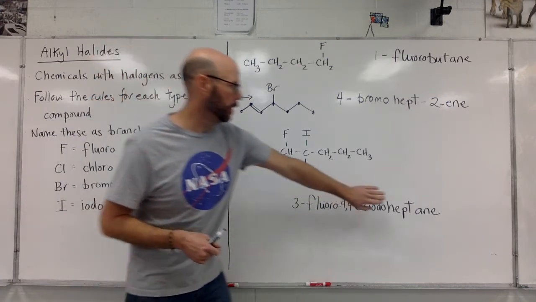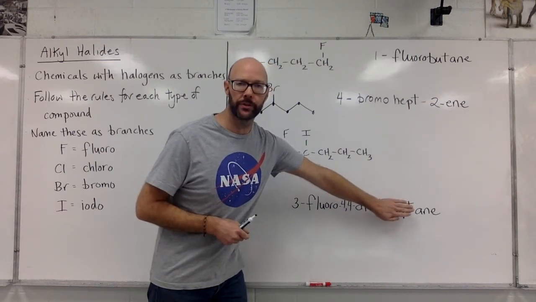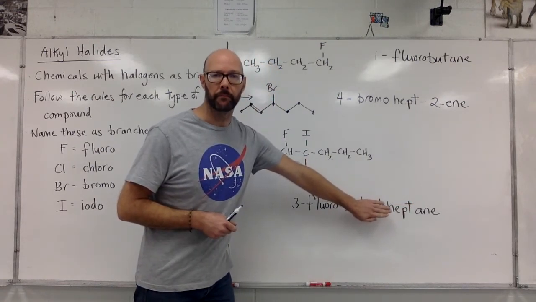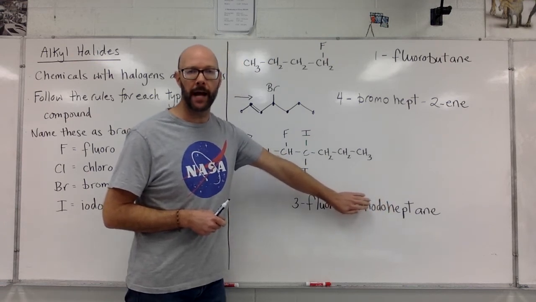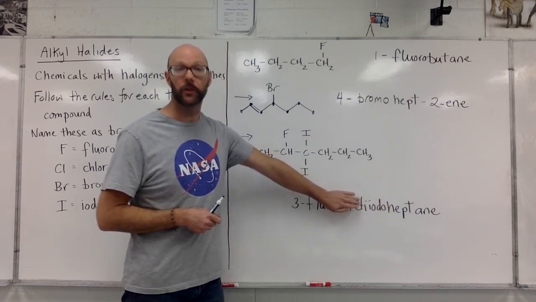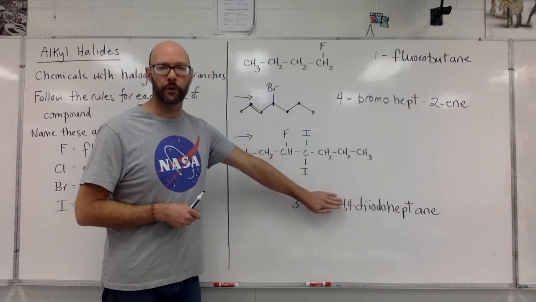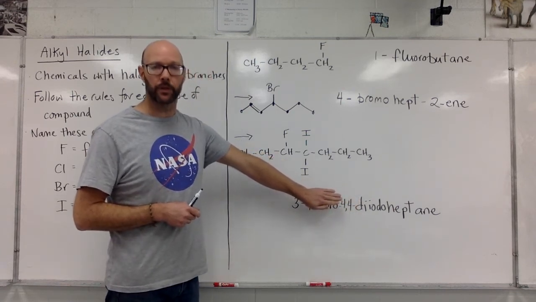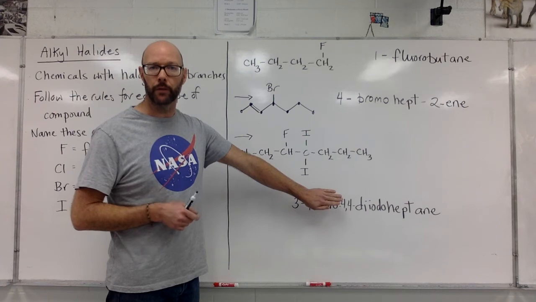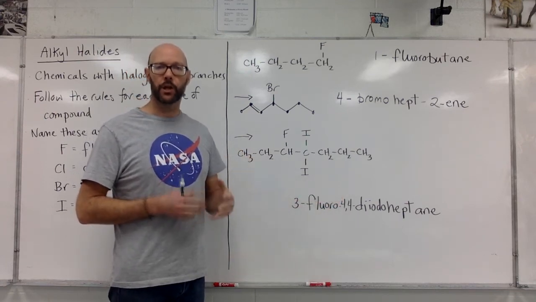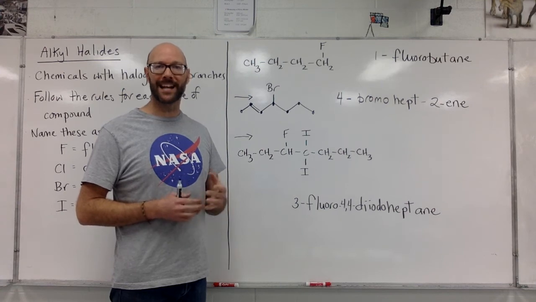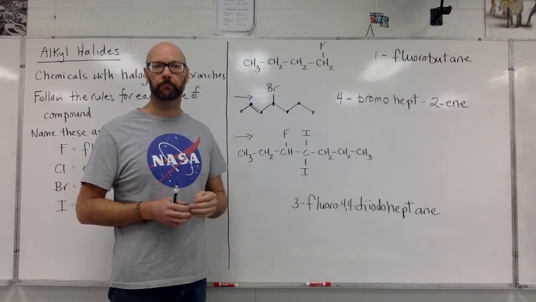We have single bonded carbons, 7 of them. Is there a branch? There's iodo. How many iodos are there? Di. There's 2 of them. Where are they? The first one's on number 4, and the second one is also on number 4. There's another branch, fluoro, and it's on the 3rd carbon. 3-fluoro-4,4-di-iodoheptane.